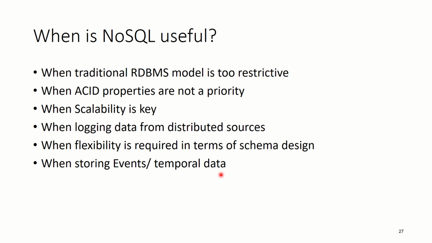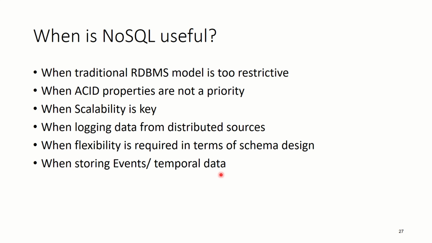And scalability is the key, because when you are using this, you can have horizontal scalability. Then when logging data from distributed sources, whenever distributed computing or distributed architecture comes into the picture, you can think about NoSQL databases. And when flexibility is required in terms of schema design, that I may add each property later, if you are using a relational database, the schema is very rigid, you cannot change it over time. So if you want dynamic changes to be possible in your system, then you should go for NoSQL databases, right?